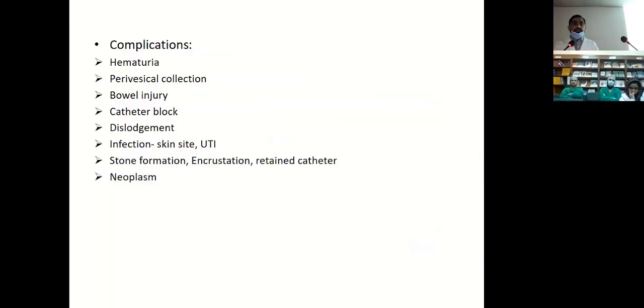Complications: it may cause hematuria, perivesical collection, bowel injury, catheter block, dislodgement, skin site infection, UTI, and stone formation, incrustation. A retained catheter may cause neoplasm.